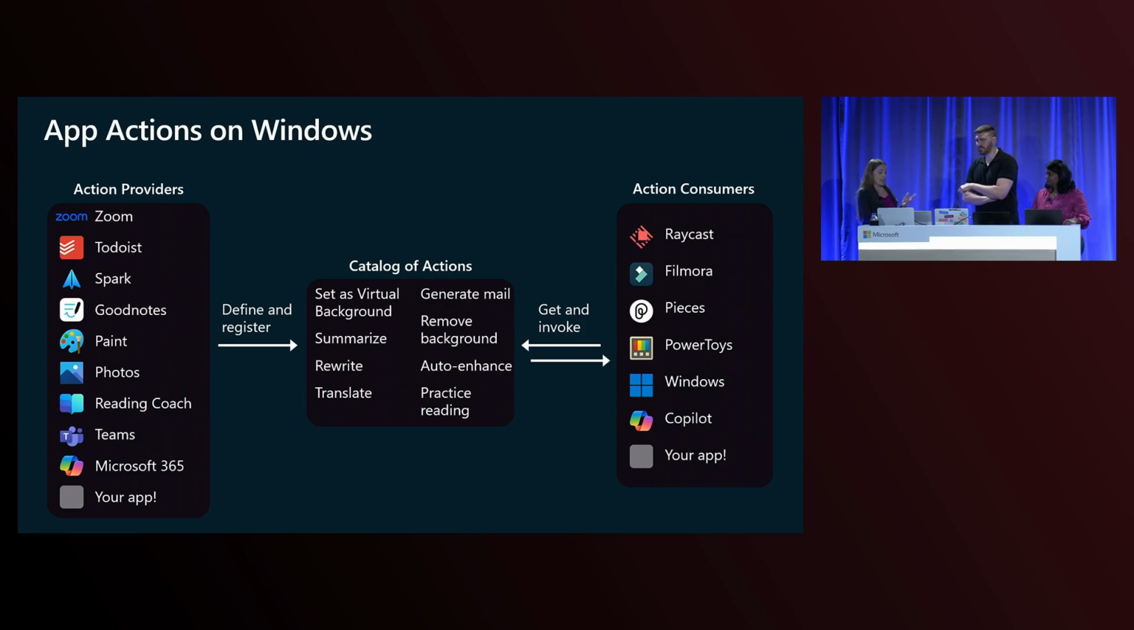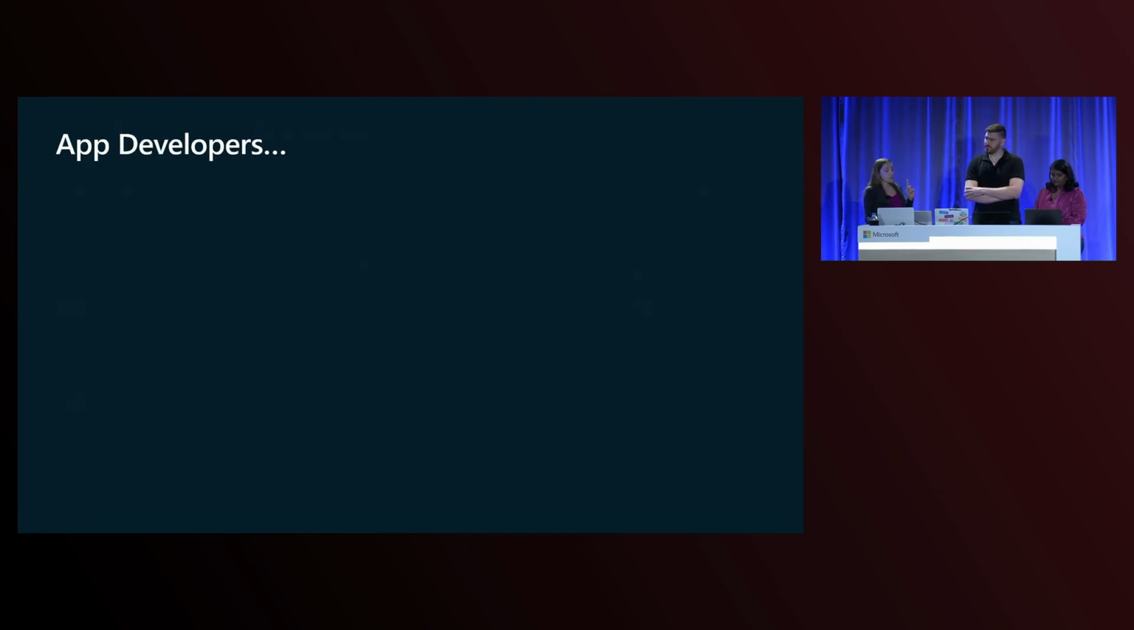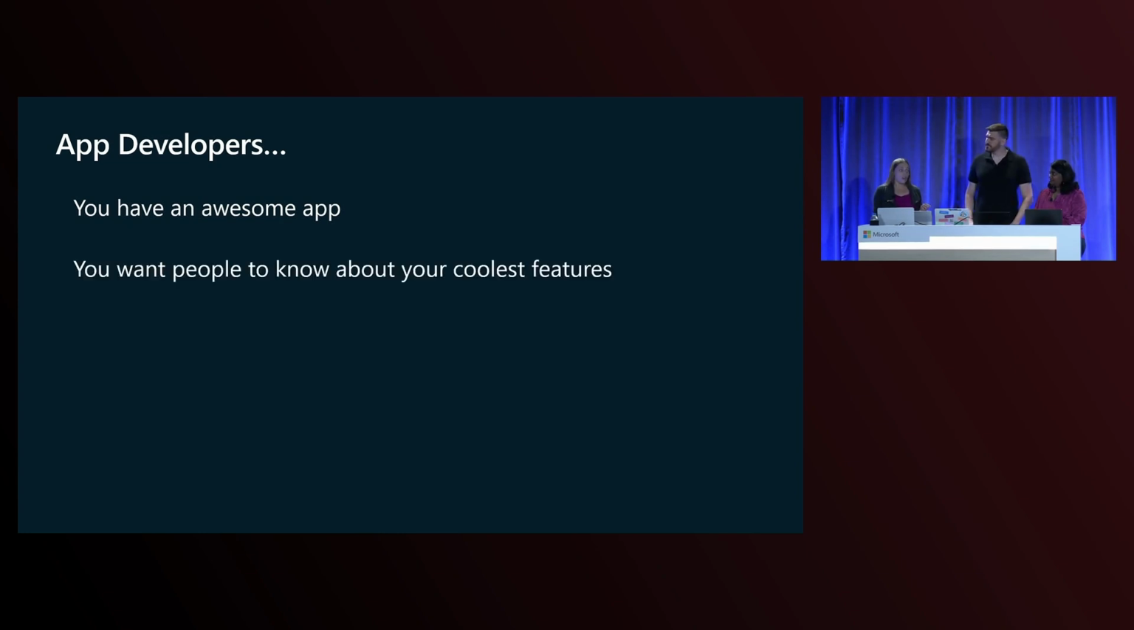But Sasha, as an app developer, how do I decide if I want to produce or consume actions? That's a fabulous question. First of all, you don't have to choose between them. You could actually do both. But let's go a little bit deeper into why you might want to produce and or consume actions. As an app developer, the starting point that we're assuming here is that you've got an awesome app. You love your app, we love your app. Your app has really cool features, and you want people to know about those cool features. Does that sound about right?